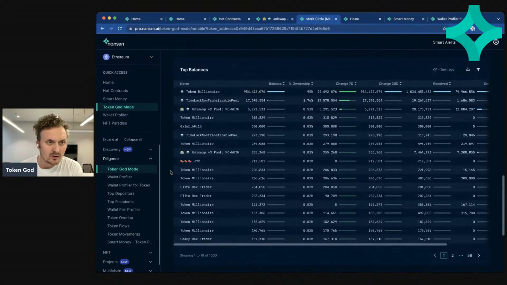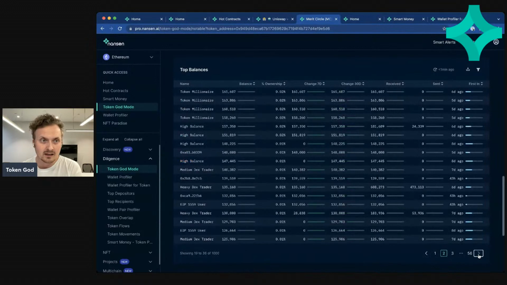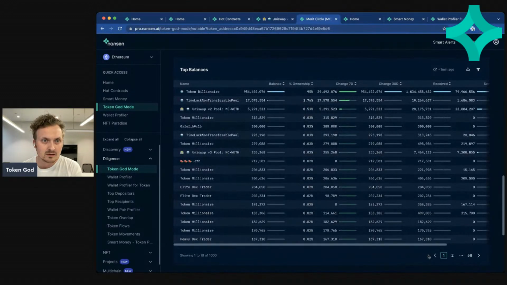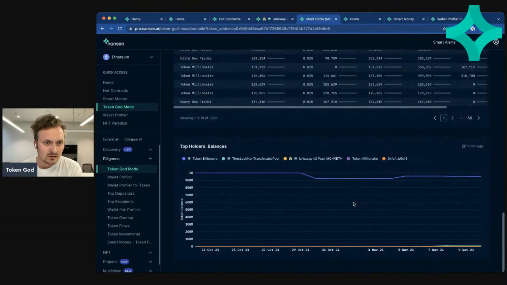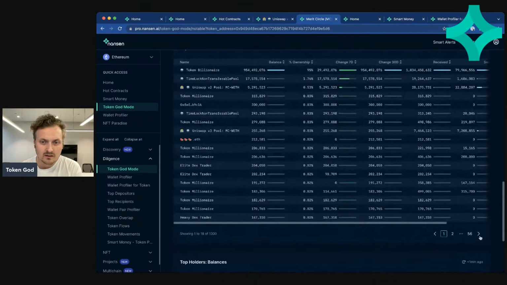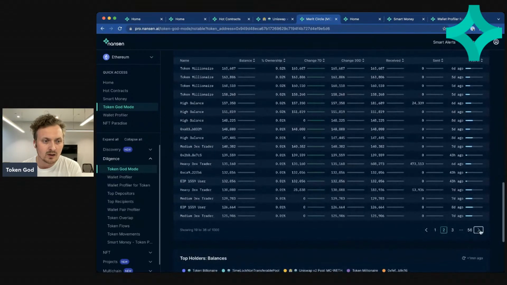We can scroll down here and you can see that 95% is sitting in one contract, presumably for community incentives and things like that. Something to investigate. And yeah, you can click through this.